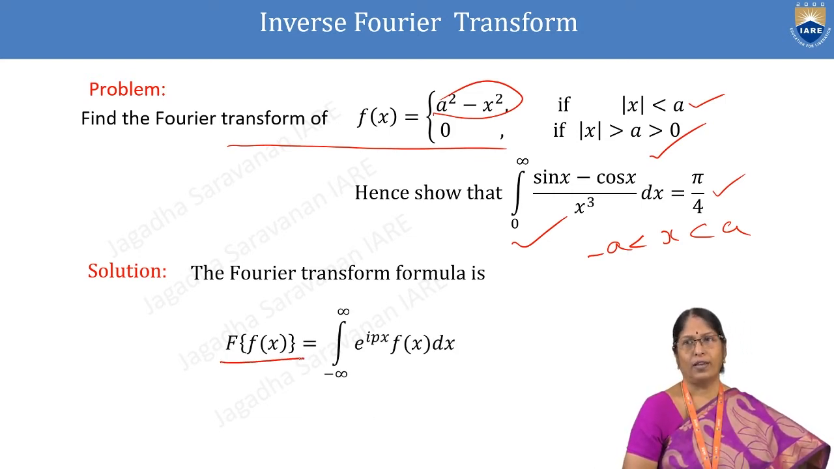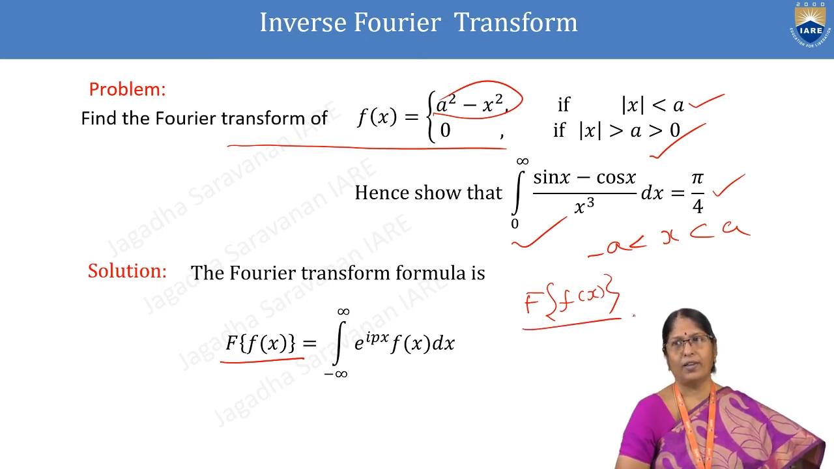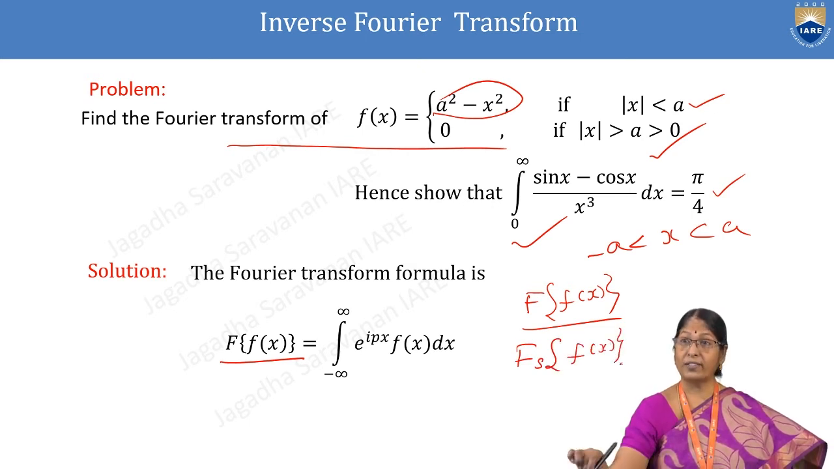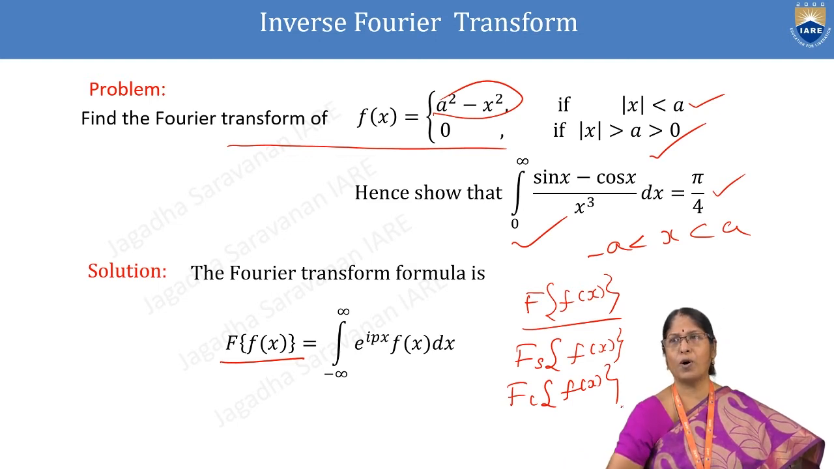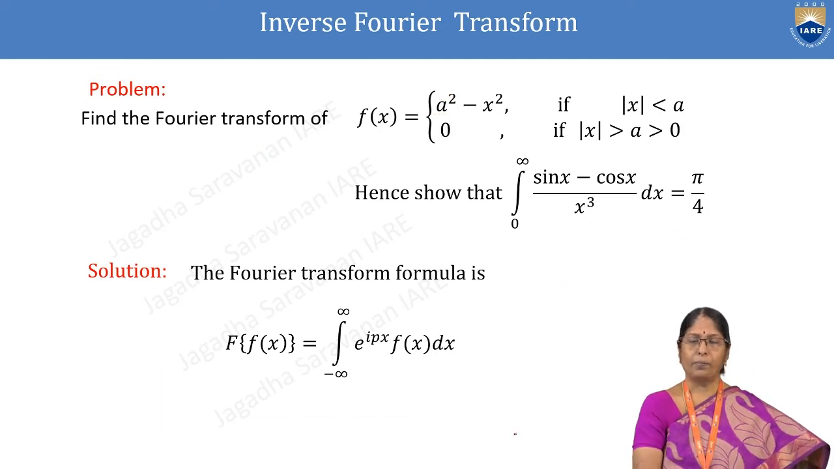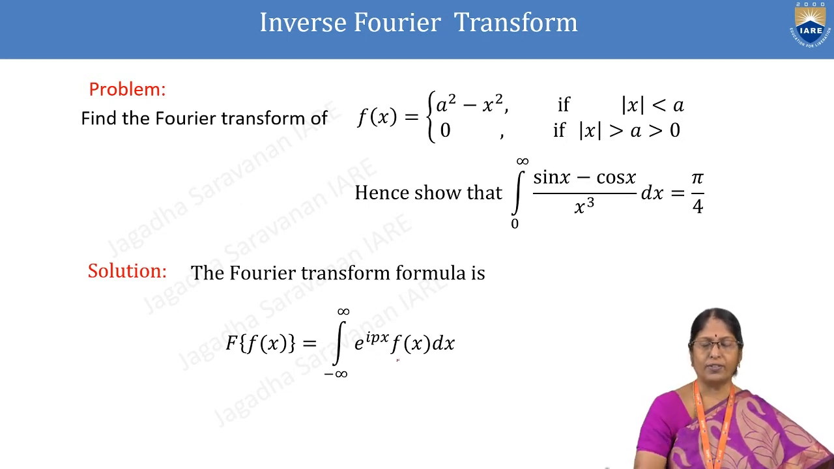capital F of p. Now the notations are very clear to us. If it is like this, it is the Fourier transform of f of x; if it is this, the Fourier sine transform of f of x; if it is this, the Fourier cosine transform of f of x. Coming back to this picture, capital F of p equals the integral from minus infinity to infinity of e power ipx into f of x dx.